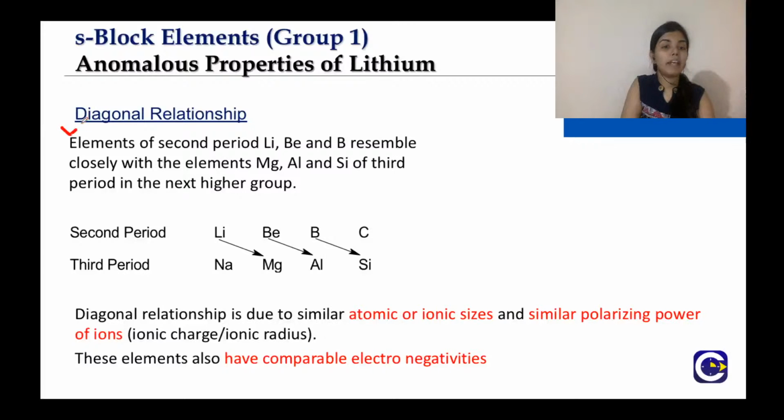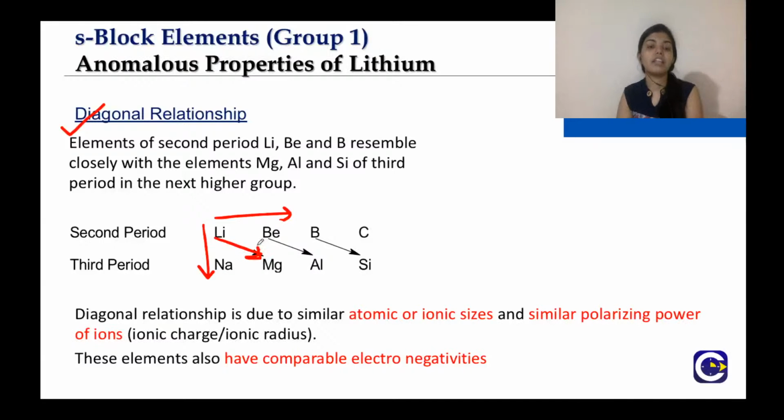Now comes the diagonal relationship. Now this is very important from the examination point of view. See, what is diagonal relationship? If you go diagonally, lithium and magnesium are diagonal, beryllium and aluminium are diagonal, boron and silicon are diagonal. Right? So across the period size decreases, down the group size increases, and across the diagonal, the size remains almost similar. This is known as diagonal relationship, right?